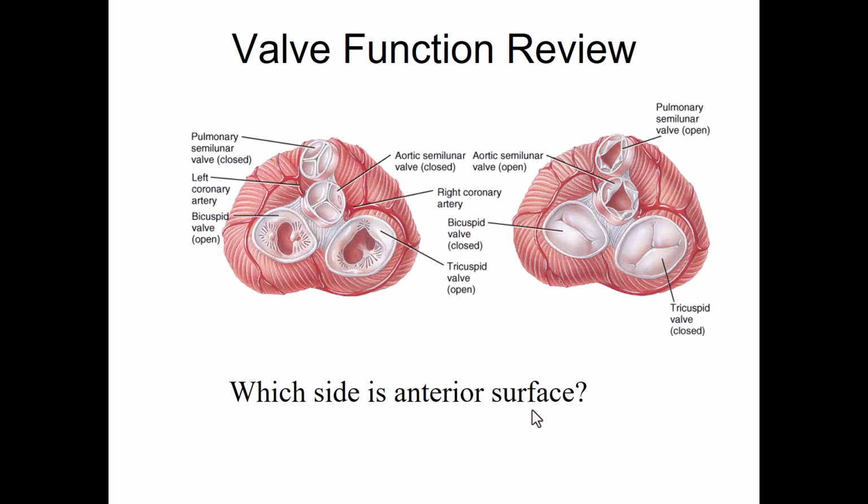So valve function review. If you pause the video really quickly, which side here do you see is the anterior surface of the heart, and how do you know? So pause and ask yourself that question. The anterior surface of the heart is here, right under valve function review where I'm running my mouse, because we see the pulmonary semilunar valve. And we saw earlier in the great vessels that the pulmonary trunk was the most anterior vessel. The pulmonary valve is located in the anterior trunk between the right ventricle and the pulmonary trunk.